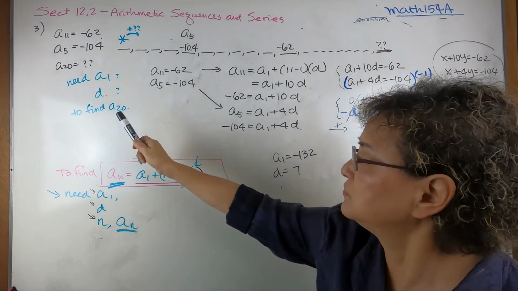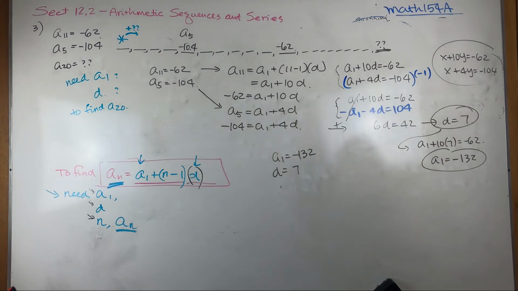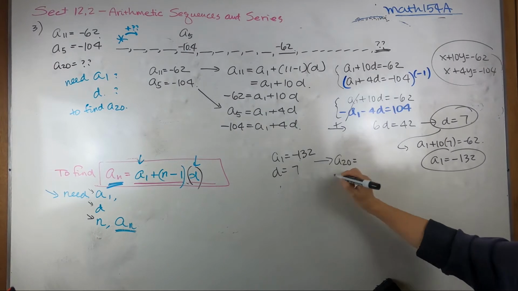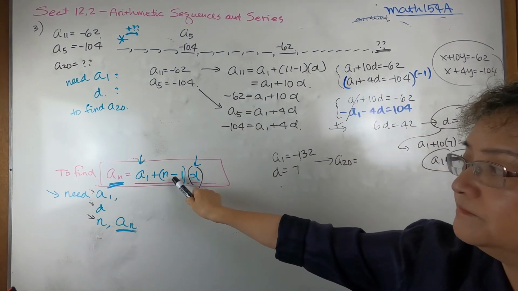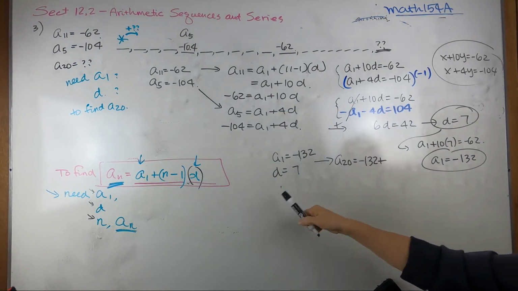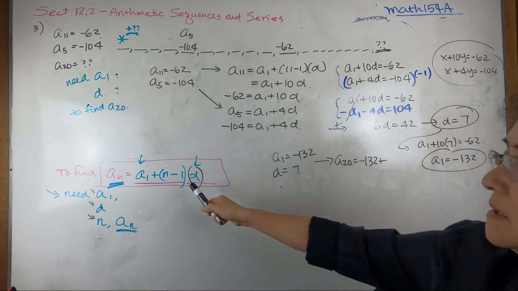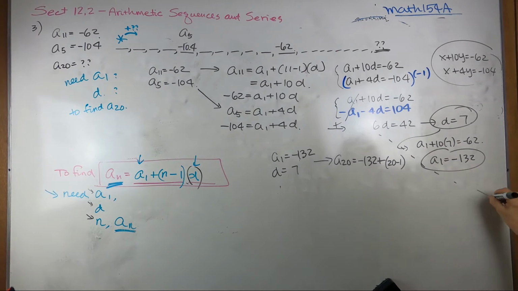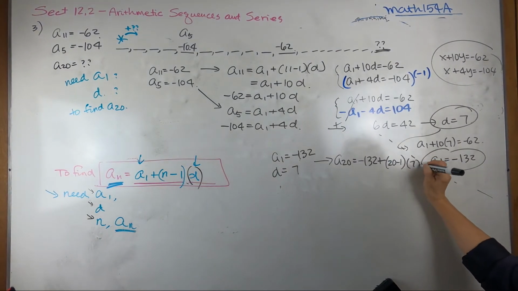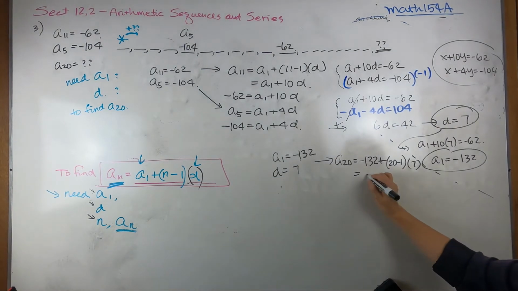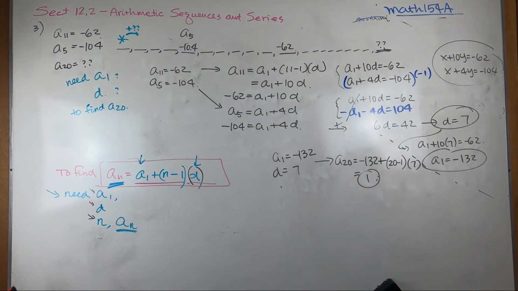Then we ask you to find A20. Can you do that? So your A20 would be what? A1 plus how many steps away for the 20th term? That would be 20 minus 1, times what? 7, right? So that's positive, that's negative, you end up with 1. That's how you do it.